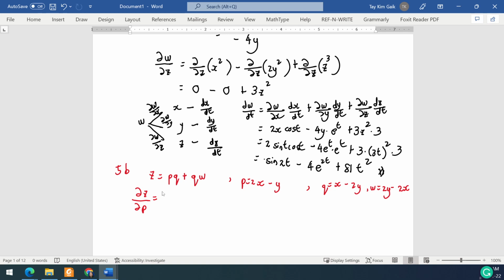First of all, you can do del del p of each term, pq plus qw. So when del del p, q is constant. When you have a constant, like you ddx 3x, then you factor out 3, then you ddx x. ddx x is 1, that's why ddx 3x gives 3. So similarly, del p pq, q is constant, so you factor out q.